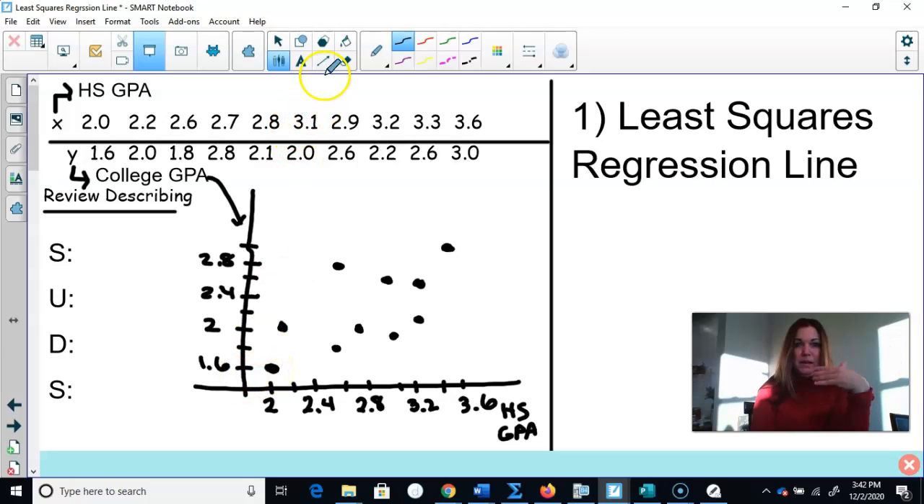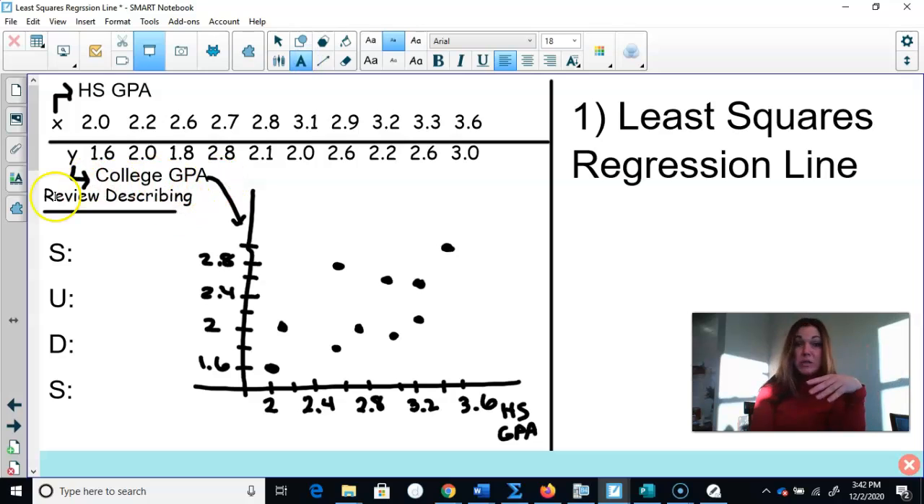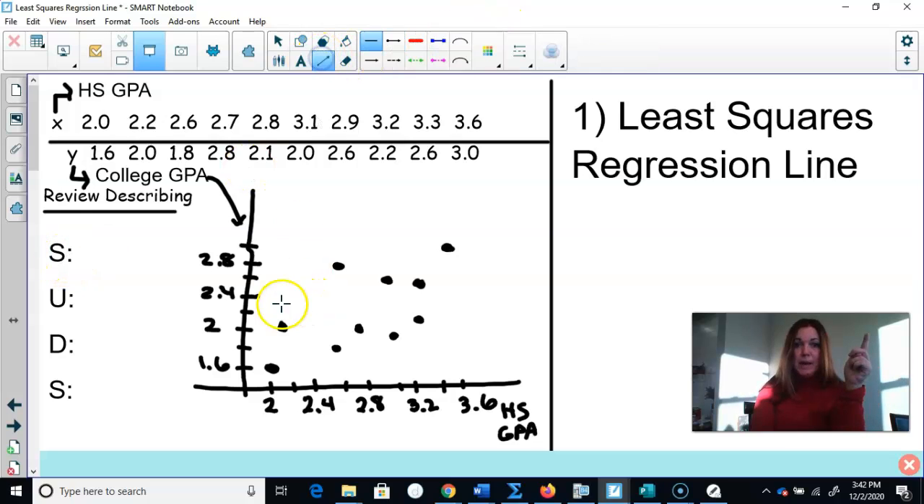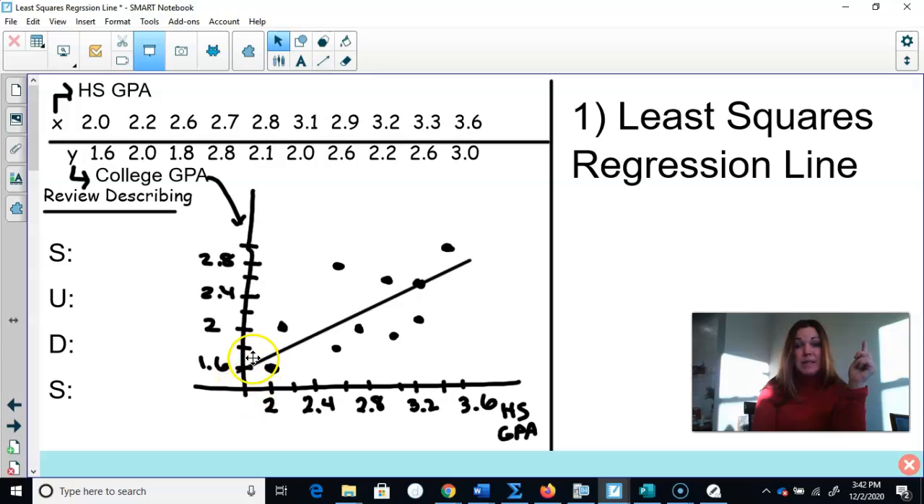Just a quick review, if you were asked to describe the distribution, you want to think of the acronym SUDS. S stands for shape. Shape would be, if I'm going to take a line and plot it, I want about half the points above and half the points below, and remember, it does not have to start at the origin. You're just trying to figure out where that y-intercept will be, where half the points will be above and half below. Maybe approximately right here, maybe up just a touch.